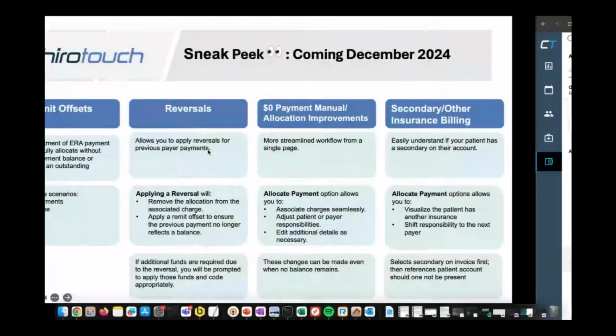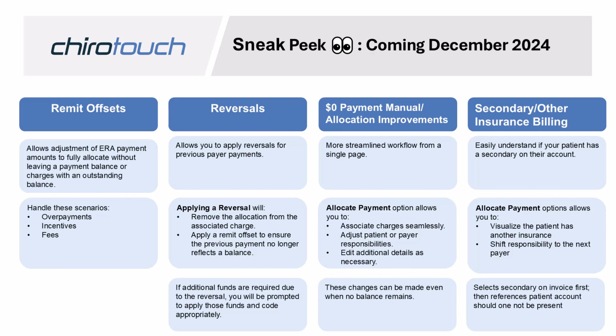All right. So basically what I just did was review this column here for secondary and other insurance billing, giving us an easier way to understand if your patient has a secondary on their account. You'll be able to allocate and visualize the patient has another insurance, shift responsibility to the next payer, and it selects the secondary on the invoice first and then references the patient account should one not be present.